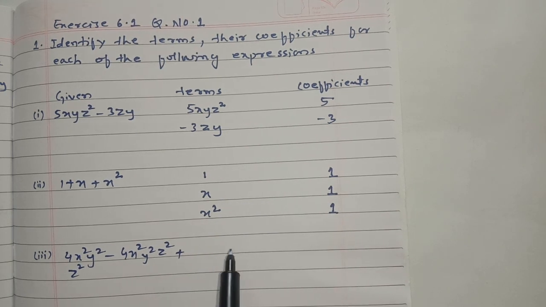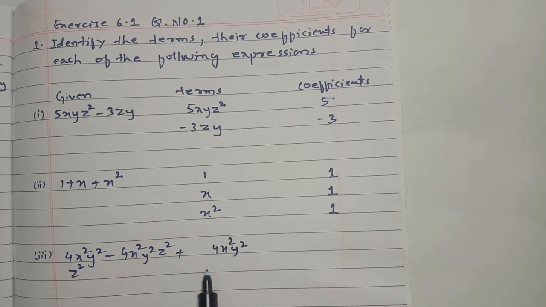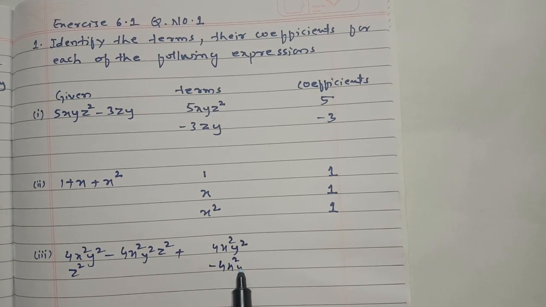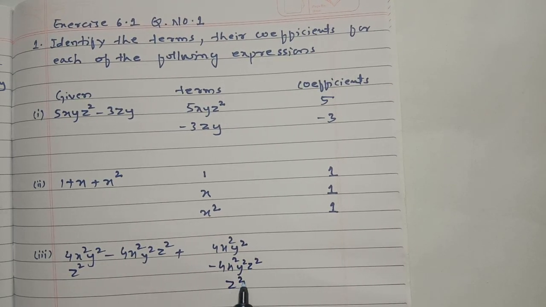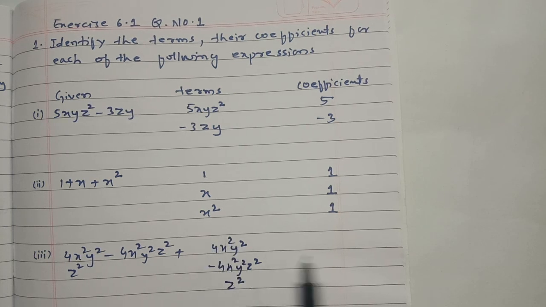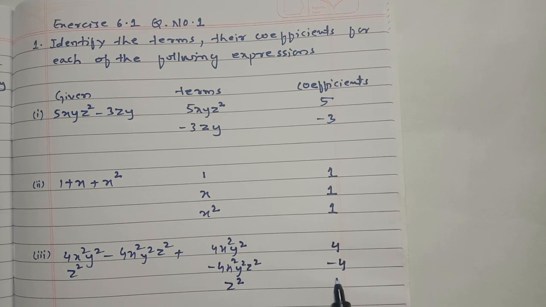Now the third question, the terms are 4x square y square, first term. Second term is -4x square y square z square, and third term is z square. The coefficient of the first one is 4, the coefficient of the second one is -4, and the coefficient of the third one is 1. Coefficient of z square is 1. As I said, if the coefficient is not mentioned, then the coefficient of that variable is 1.